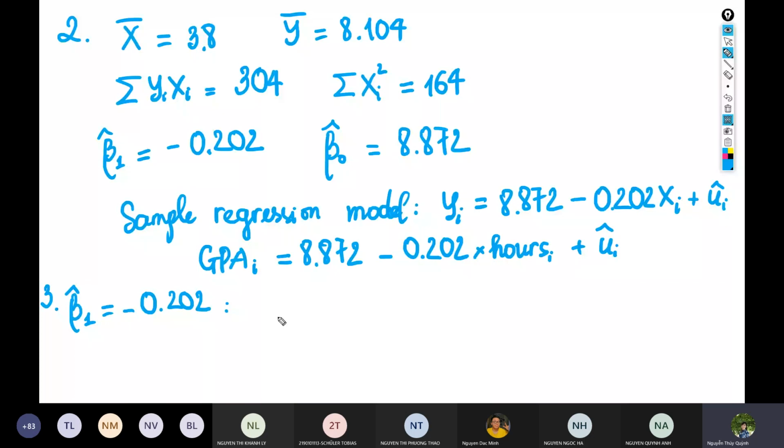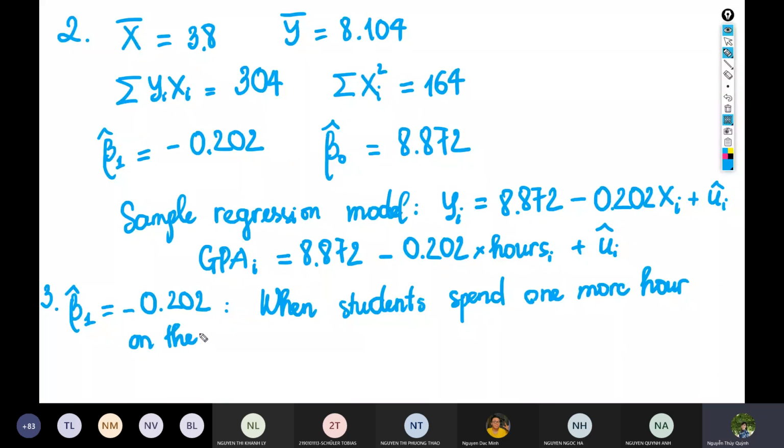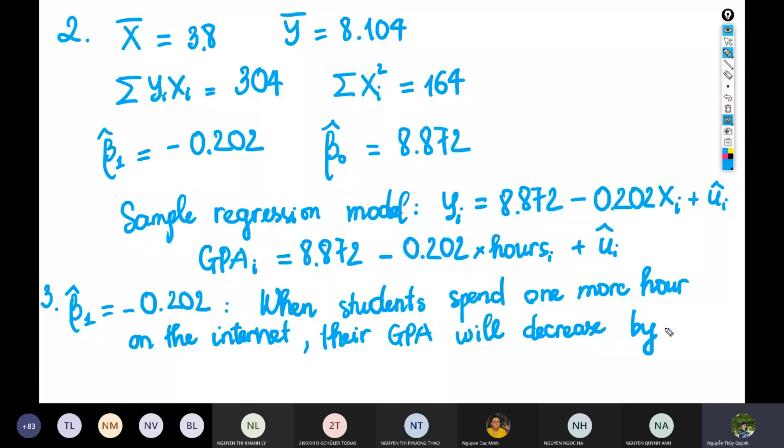And specifically, when a student spends 1 more hour on the internet, their GPA will decrease by 0.202 points, on average. Is this clear enough?